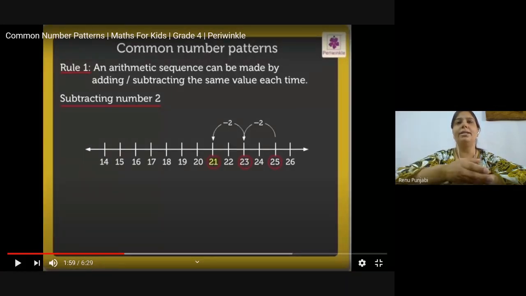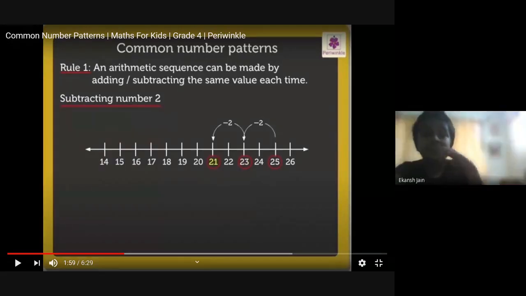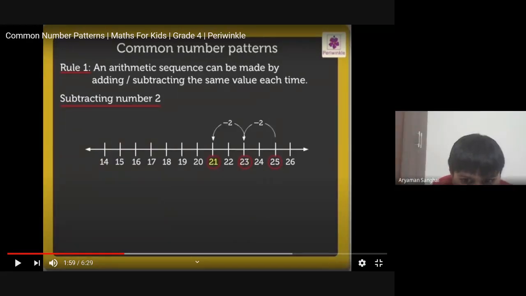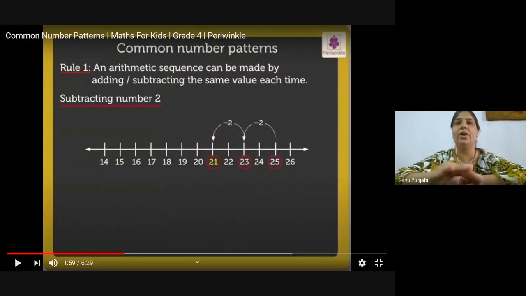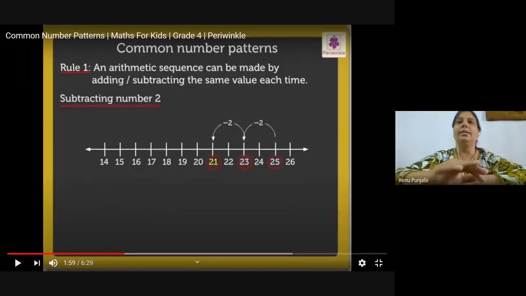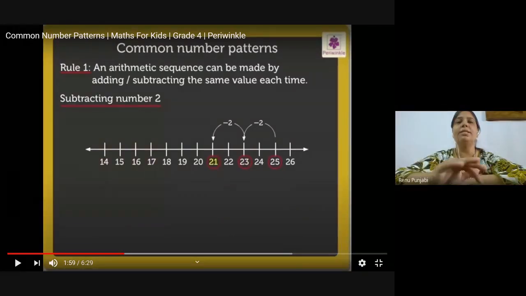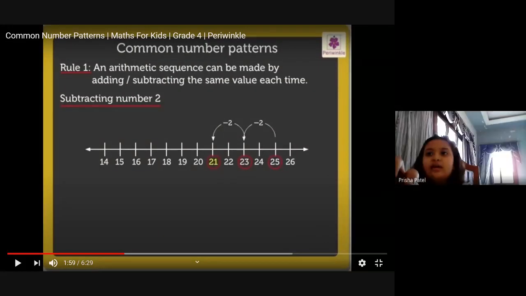Now 21 minus 2. What will be the next number? 19. Very good. 19 minus 2. What will be the next number? 17. So this is the rule. Very good. Rahil, you are writing 29. We are subtracting here. We are not adding. Okay. So, Ma'am, after 17, it will come 15. Yes. So, what is the rule this pattern is following here? Subtract by 2.